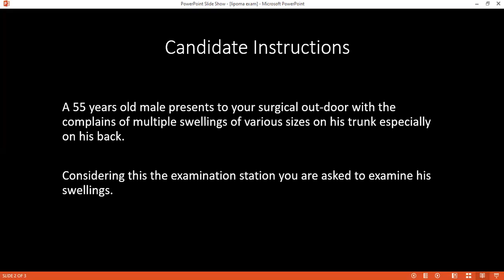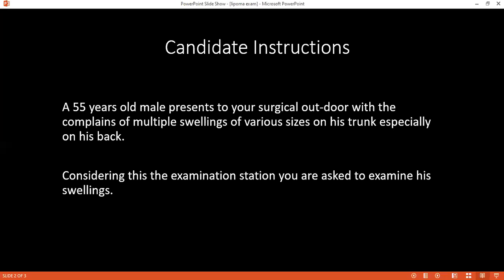Yes, I will enter the room. I will wash my hands. I will introduce myself. Hello, I'm Dr. Faizan. I'm one of the surgical doctors. May I confirm your name and age, please? Yes, I'm Smith, 55 years old. Nice to meet you, Mr. Smith. Today, I've been asked to examine the swellings on your back.